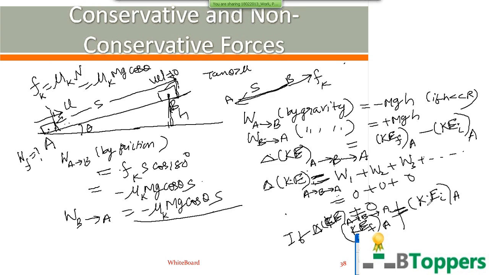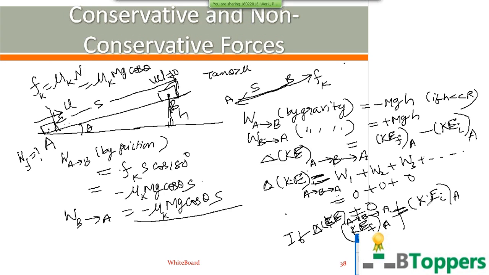So the conclusion is that if a body completes a round trip under the action of conservative forces only, then it returns to the initial position with the same kinetic energy which it had initially at the beginning of the round trip. But if a non-conservative force acts on the body, then the body returns to the initial position with a different kinetic energy.